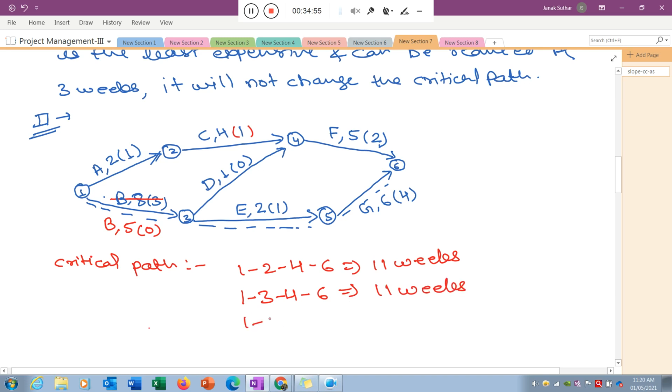And the next one, 1 3 5 6, is nothing but 5 plus 2 is 7, plus 6 is equal to 13 weeks. So you see here, there is no critical path change after the 3 week reduction in activity B. So that means one feasible way.